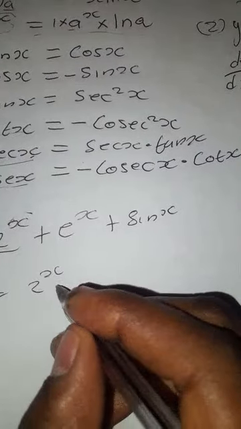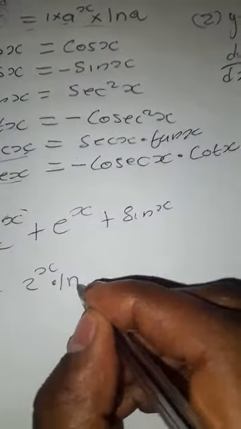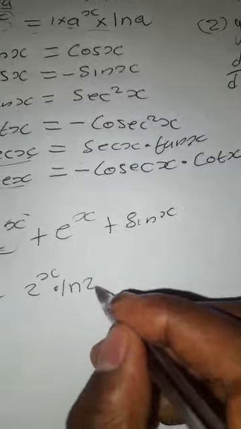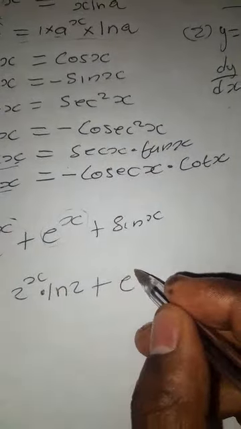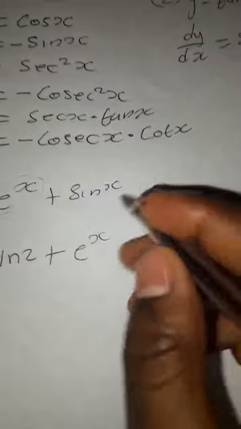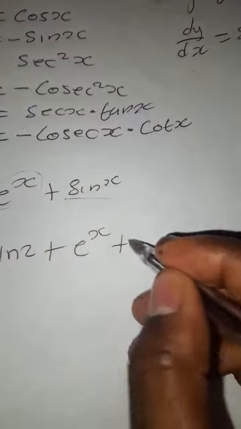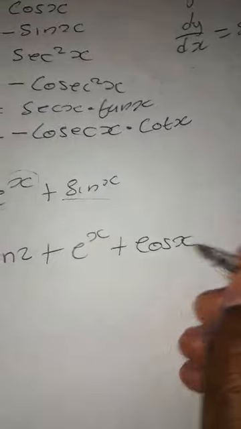Then we multiply by ln, taking base 2 here. Then this, remember, will be as it is. It will become e to the power of x. What about sine? Sine will change to become cos x.